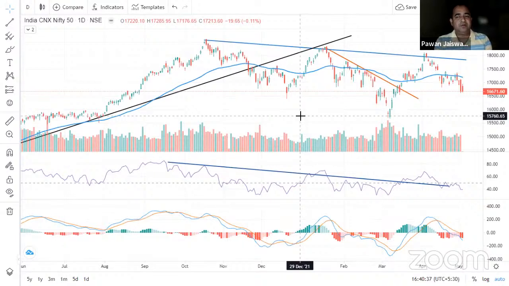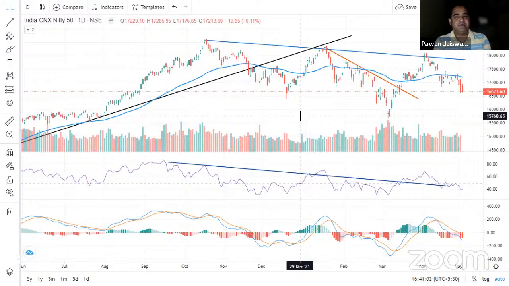So in short, what I'm trying to say is the overall market structure is quite bearish. I'm not denying that. And most probably, in my opinion, if I am right, then slowly and gradually this trend is going to deteriorate. So I would suggest everybody take a cautious approach in the market at the time of trading, and follow proper stop loss and everything. Of course, at the same time, remain cautious.